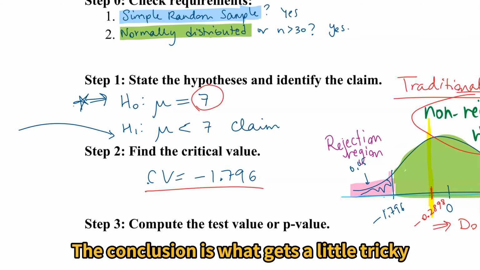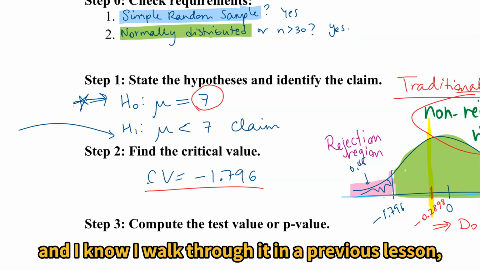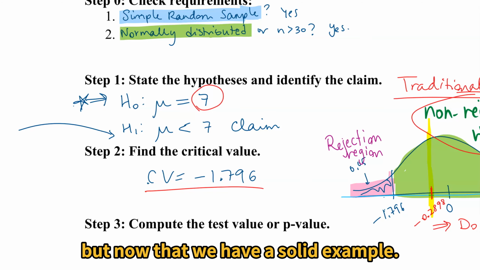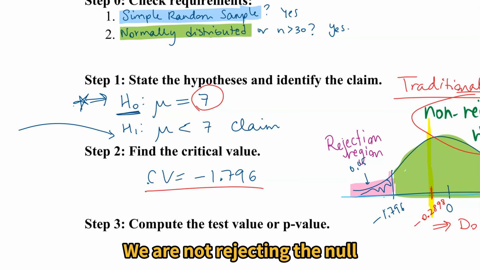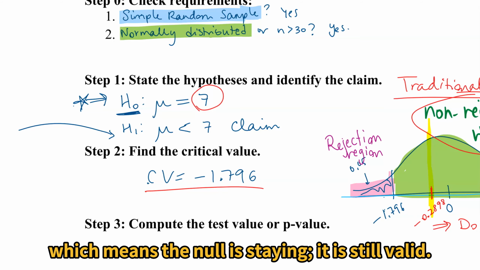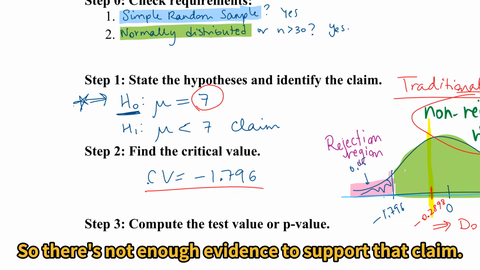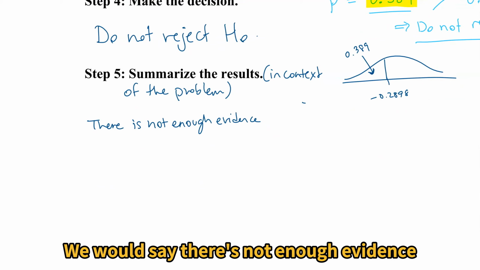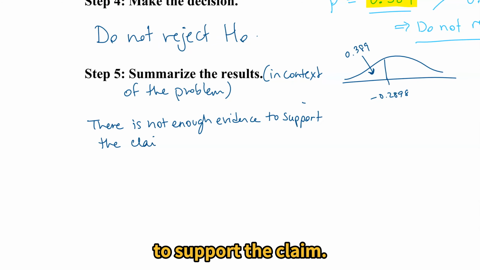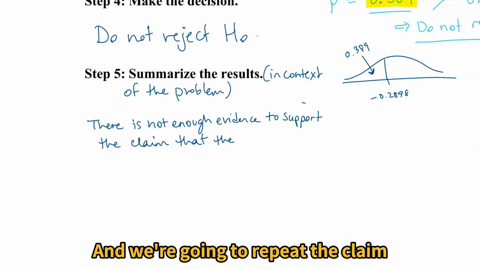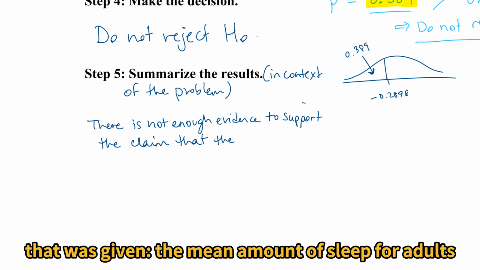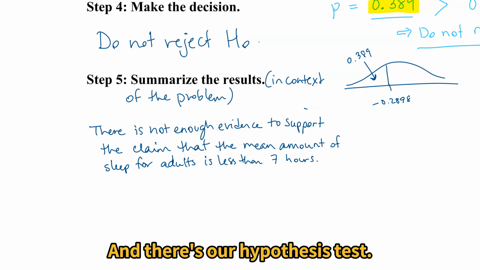The conclusion is what gets a little tricky because of the wording. I know I walked through it in a previous lesson, but now that we have a solid example: we are not rejecting the null, which means the null is staying. It's still valid. That means we cannot say that the claim is true. So there's not enough evidence to support that claim. That's how we're going to write the summary. We would say there's not enough evidence to support the claim, and we're going to repeat the claim that was given: the mean amount of sleep for adults is less than 7 hours. And there's our hypothesis test.